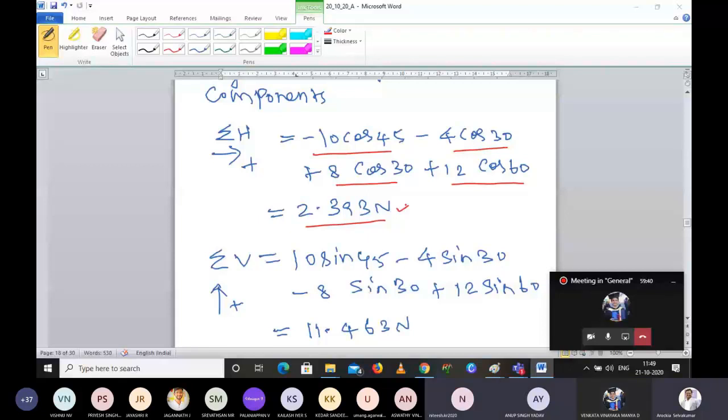I'm asking, did you understand the concept or not? Okay. Next one, you know that we have to calculate the vertical component.